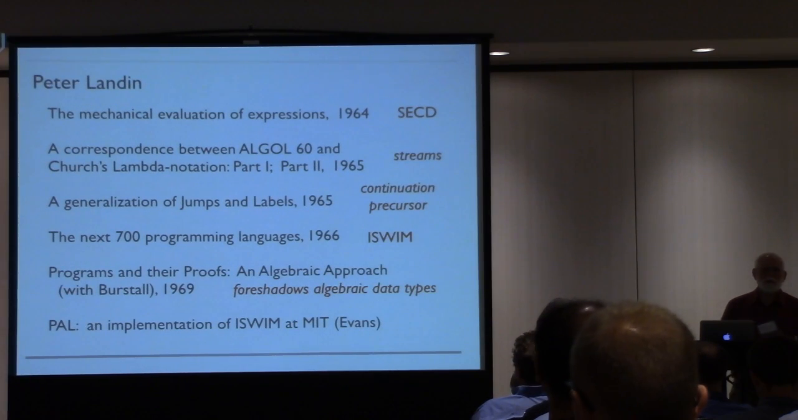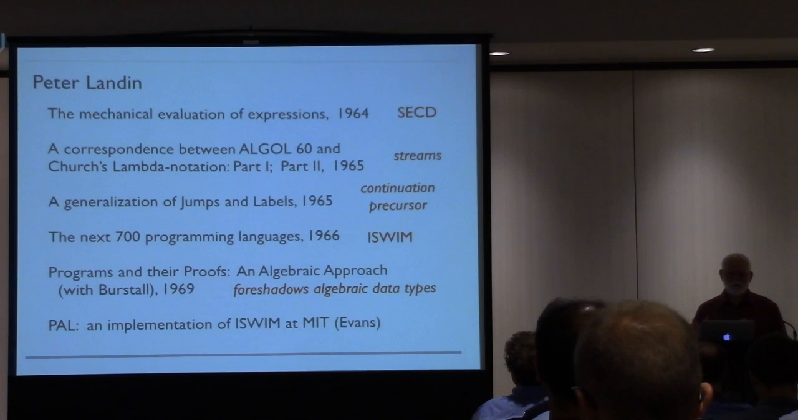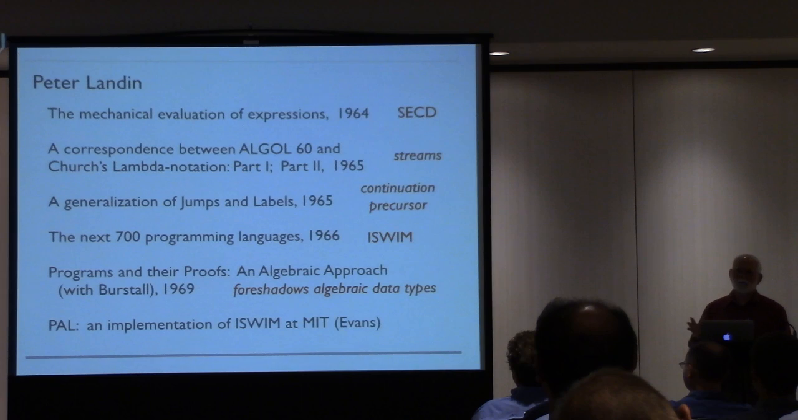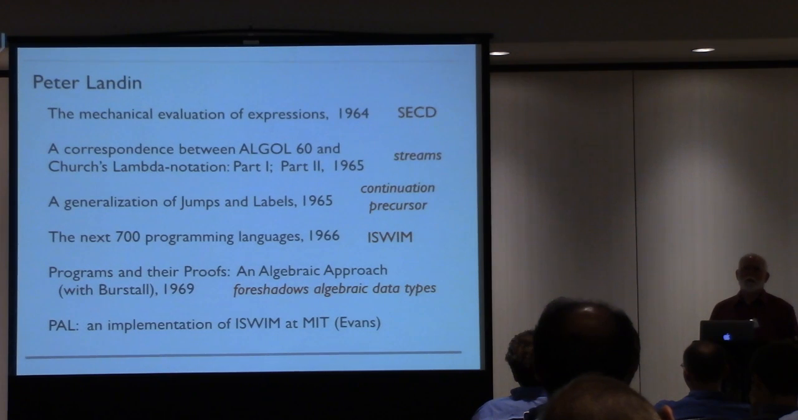So Peter Landin, I think I can describe basically by showing this burst of papers in the mid-60s that really changed computer science, the programming language field, forever. First was the mechanical evaluation of expressions, in which he introduced the SECD machine. This was not necessarily the first abstract machine. He credits people at Munich in the Algol community for having talked about abstract machines that inspired him.